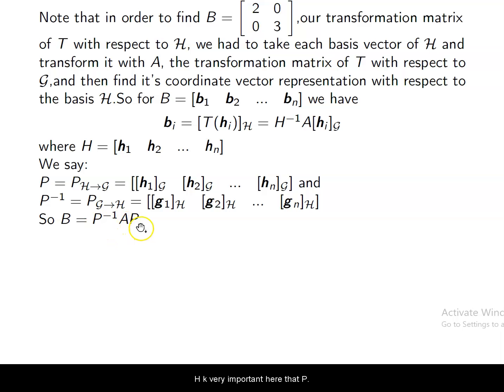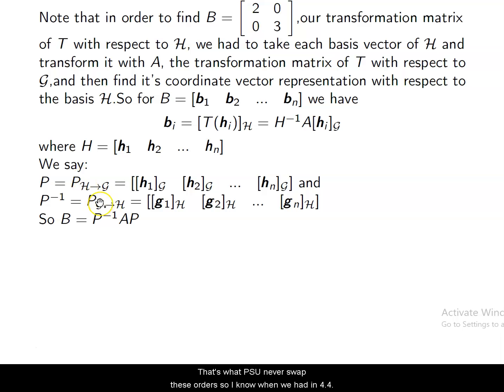Okay? Very important here that P always represents the change of basis from the basis you want to go into to the one that you want to start off with. So if G represents the basis in what would normally be the domain and H the codomain, that's what P is. You never swap these orders.